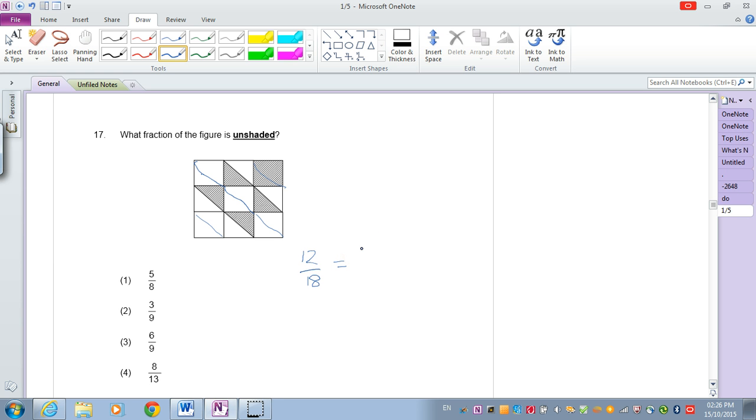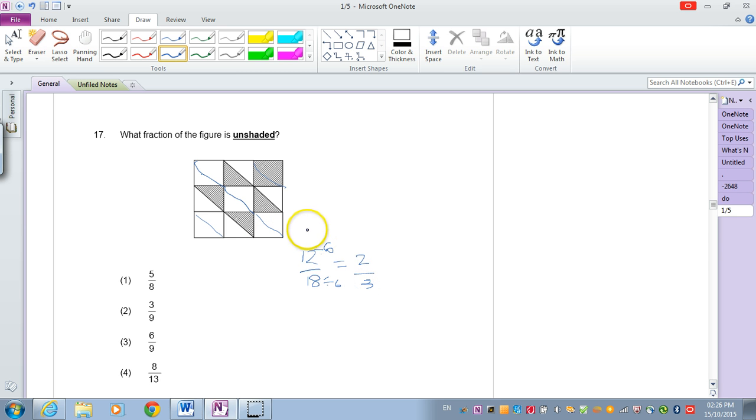Now remember, if you look at all of the options, you don't have 12 out of 18. Now remember, a fraction can be reduced to the simplest form. So 12 out of 18, what should we do? 12 and 18, both numbers can be divided by 6. So let's divide by 6. 12 divided by 6 will give me 2, and 18 divided by 6 will give me 3.